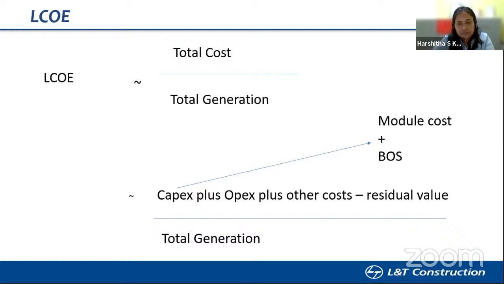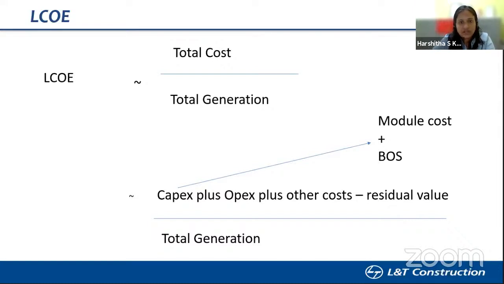And the BOS again depends on what kind of module we select and what kind of technology module we are selecting, whether it is N-type, P-type, etc. So assuming that the module, now with the large format modules, we understand that the manufacturing cost has reduced because of larger wafer size, etc. However, what price the module manufacturer offers us for these large format modules also depends on that.